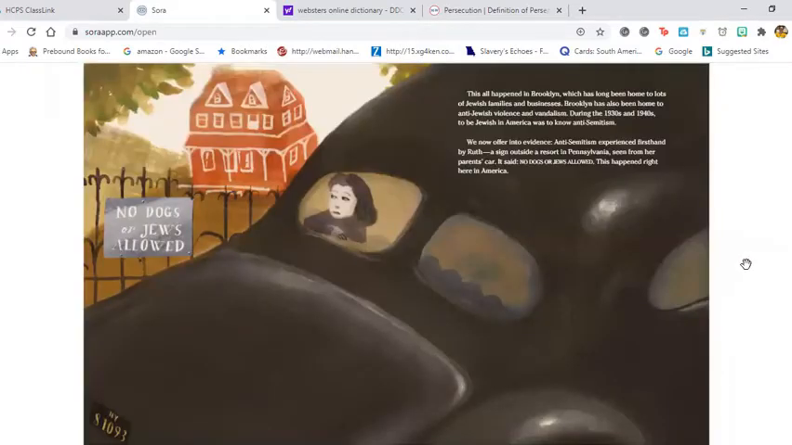This all happened in Brooklyn, which has long been home to lots of Jewish families and businesses. Brooklyn has also been home to anti-Jewish violence and vandalism. During the 1930s and 40s, to be Jewish in America was to know anti-Semitism. That's a huge word. Let's talk about that.